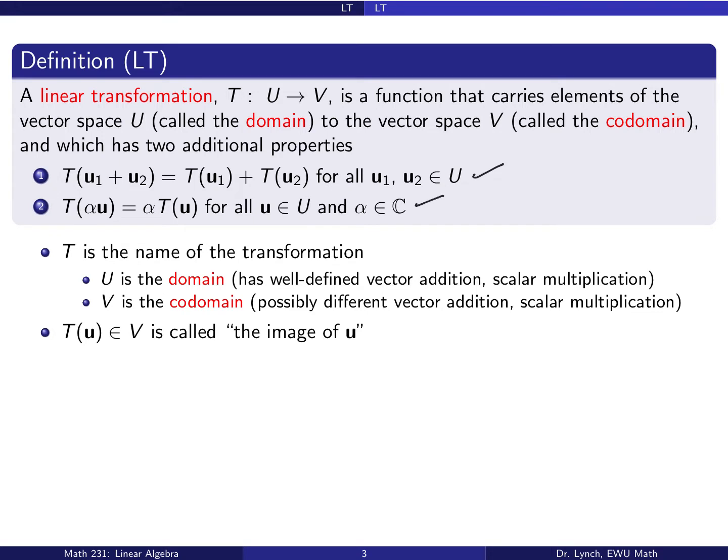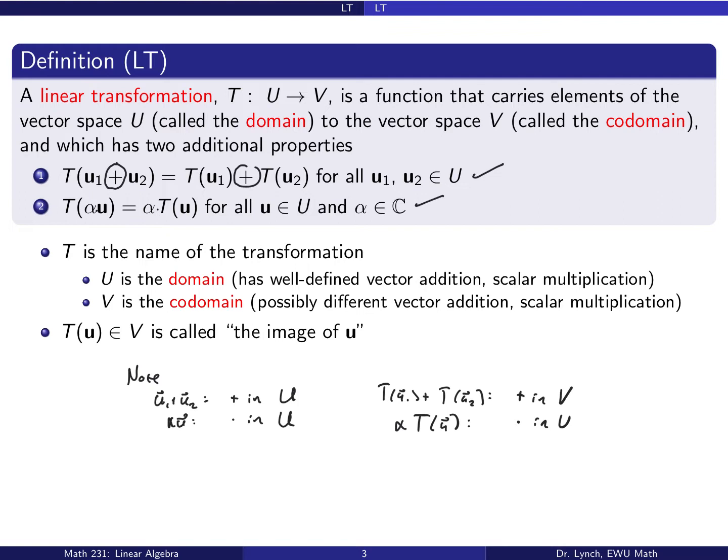Okay, so in each of these statements, there are elements of vector addition and scalar multiplication. And where that vector addition or scalar multiplication occurs depends on the vector space. When we describe u1 plus u2 or alpha times u, those are operations in the domain, the vector space U. On the other hand, when we talk about T of u1 plus T of u2 or alpha times T of u, those are operations in the vector space V, or the codomain.